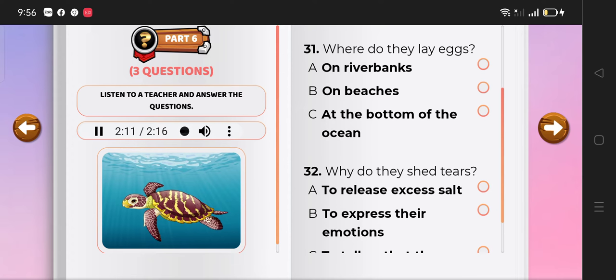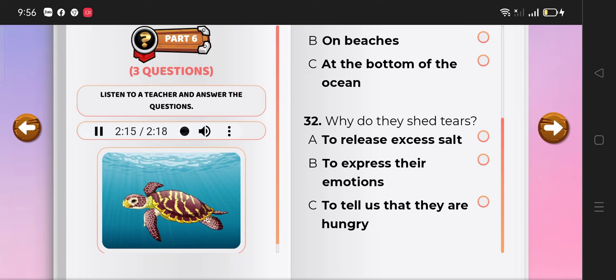Number 32. Why do they shed tears? A. To release excess salt. B. To express their emotions. C. To tell us that they are hungry.